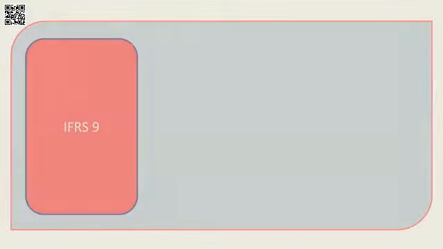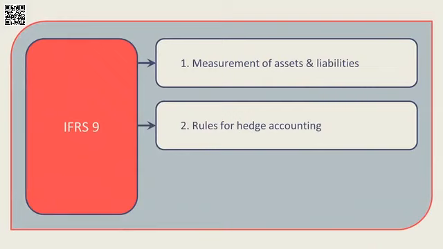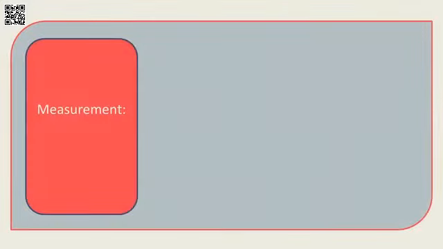On now to IFRS 9, which essentially deals with measurement. The standard itself has 3 areas to it, which is the measurement of assets and liabilities. There are also rules for hedge accounting, and there are also rules for impairment as well, and we'll look at each of these 3 aspects separately. So let's start with measurement.